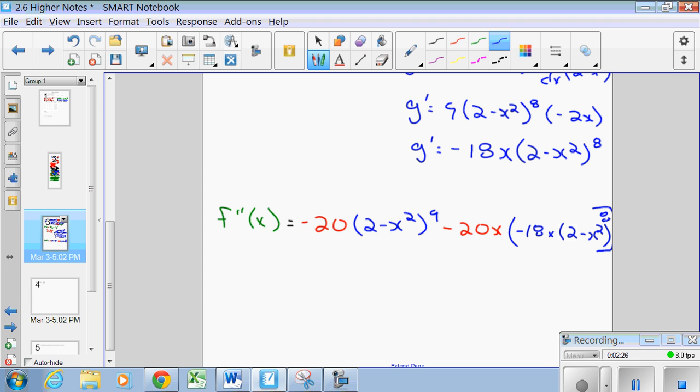I can multiply through or I can factor. I want us to factor. So let's look at the two expressions and figure out what is the same in both of them. And the reason it's factoring is you have negative 20, 2 minus x squared to the 9th. You've got a negative 20 and 2 minus x squared to the 8th. So let's factor out what we can. Second derivative, I want the negative 20 to come out. I want 2 minus x squared to the 8th to come out. And then I want to know what's left in the brackets.